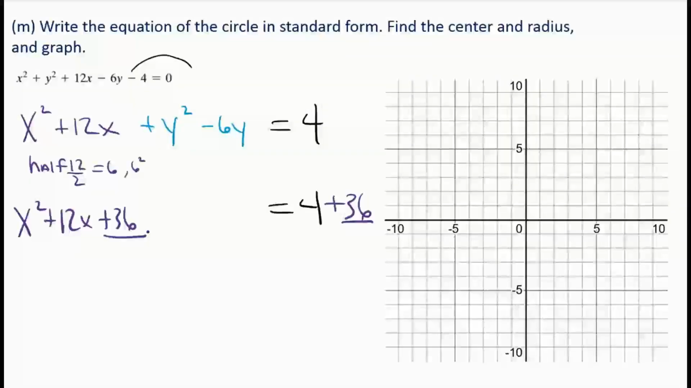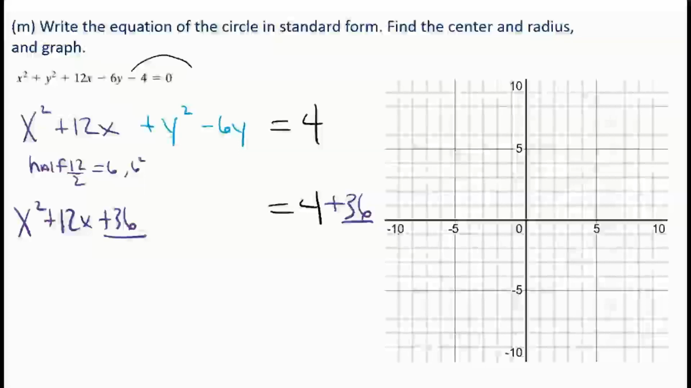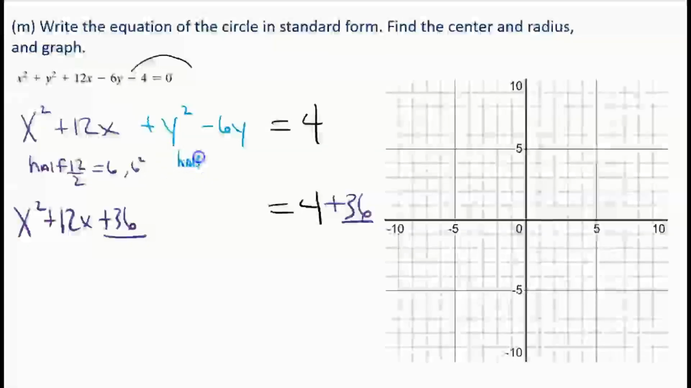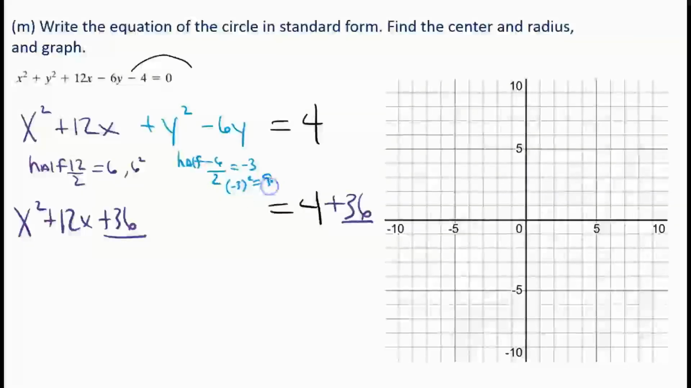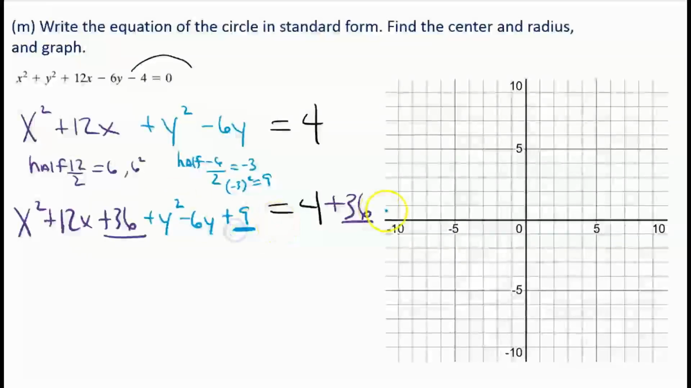Again, what did I do? I took half of 12, which was 6, and then I squared it, which was 36, and that goes on both sides. Now I'm going to do the same thing with the blue, which is my y values. I'm going to take half of negative 6, put it over 2, that's negative 3, and then negative 3 squared is 9, right? So I have plus y squared minus 6y plus 9. Now if I add 9 over here, I'm also required to add 9 over there. You follow this? So I'm doing the same thing for x and y, it's just different numbers.